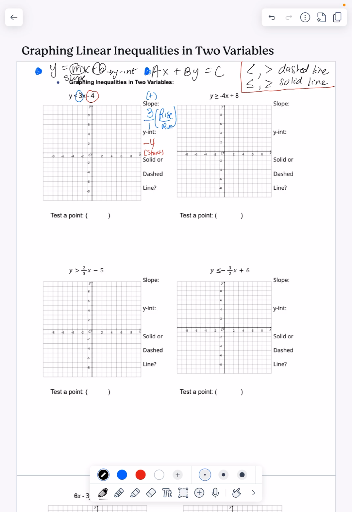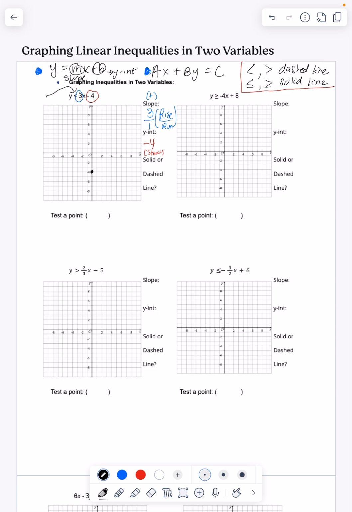And then lastly, we have to decide whether it's going to be a solid line or a dashed line. So again, this one's less than, right? We can see that it's just less than in this case. And because of it, that means it's going to be a dashed line in this case, okay? So we'll get started by plotting the y-intercept at -4 in this case.